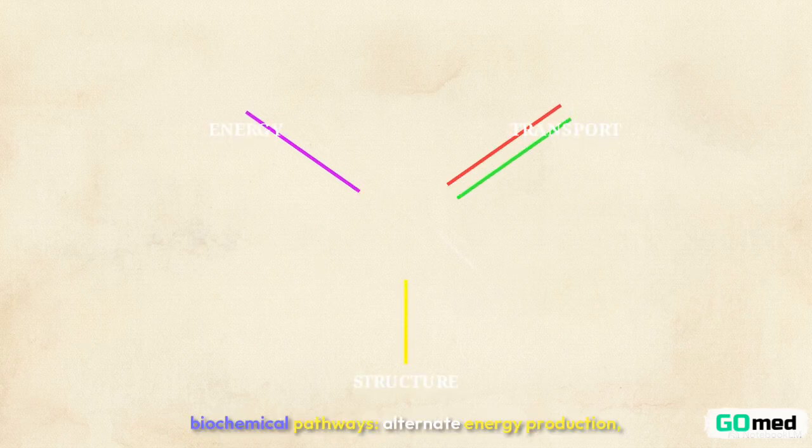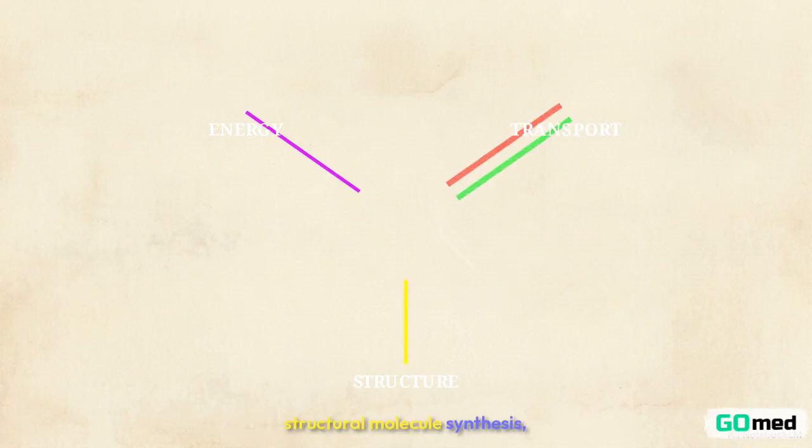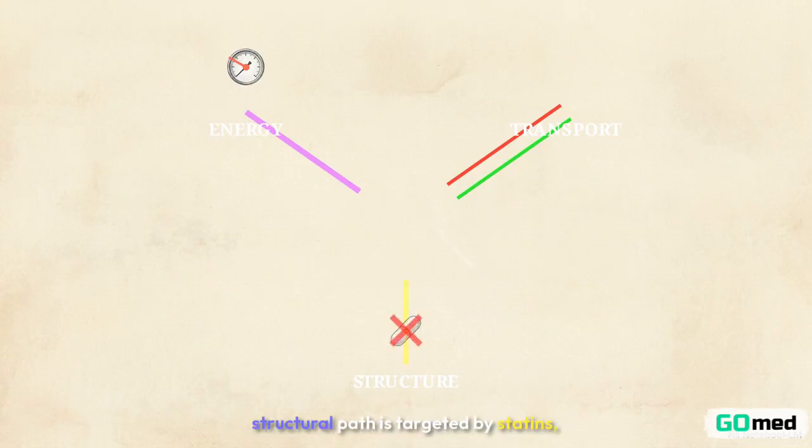The liver is the body's metabolic distribution hub, directing lipid traffic down 3 biochemical pathways: alternate energy production, structural molecule synthesis, and a systemic transport network. Energy overload drives ketoacidosis. The structural path is targeted by statins, and transport failures cause coronary artery disease.